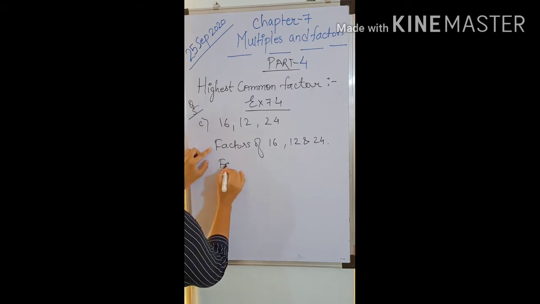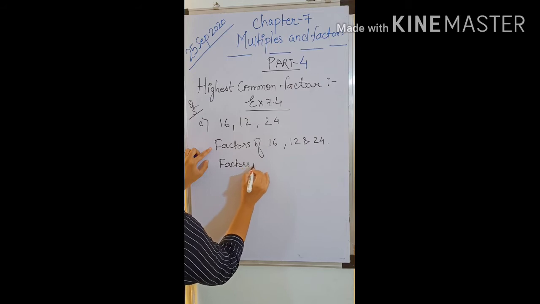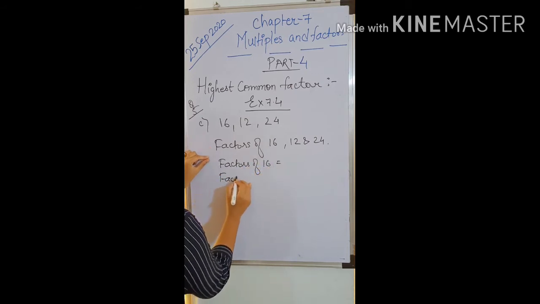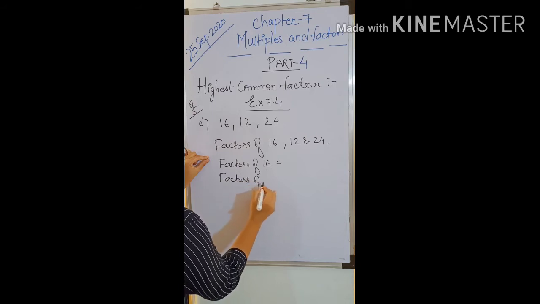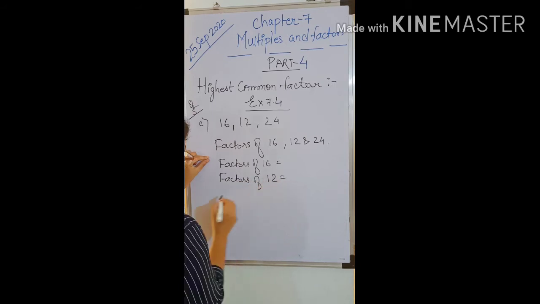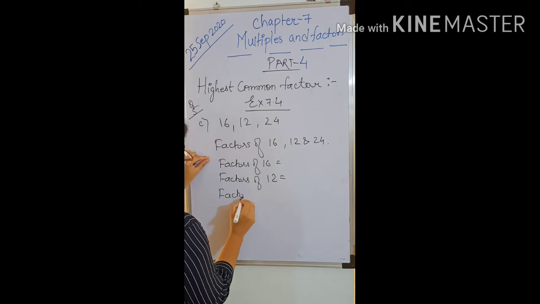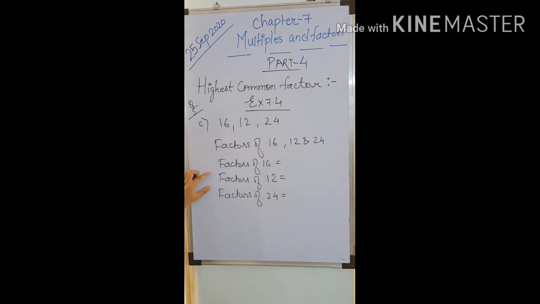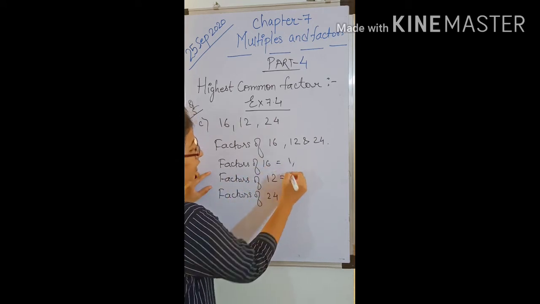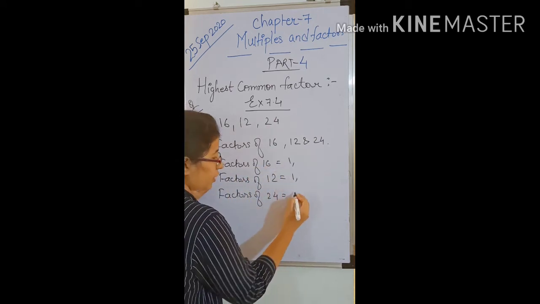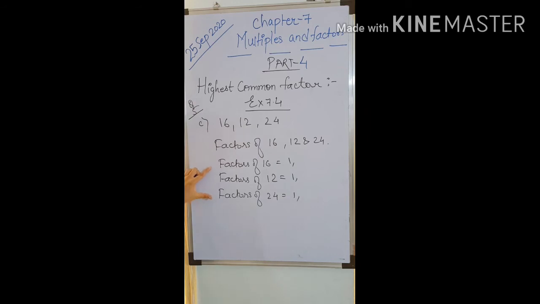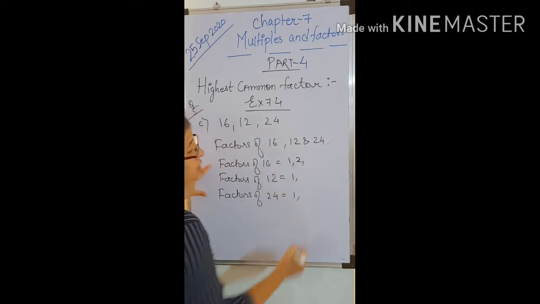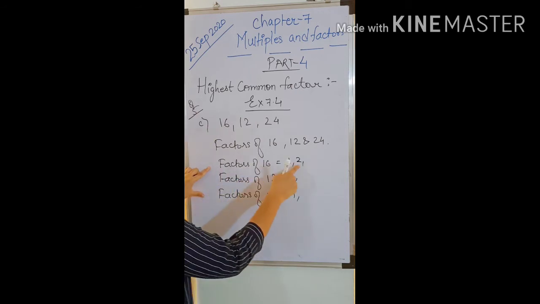So factors of 16. Let us find first the factors of 16. Similarly, we'll find the factors of 12, then we'll find the factors of 24. Now let us find first the factors of 16. We know 1 is a factor of each and every number, so we can write 1 in all of them. Then we know it comes in the table of 2, so it will be completely divisible. So we can have 2 as a factor.